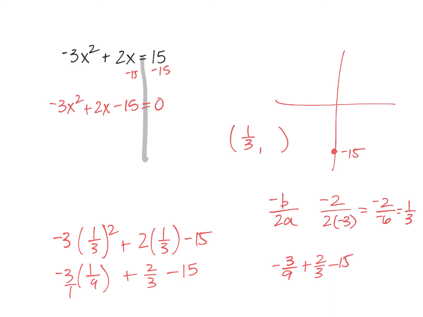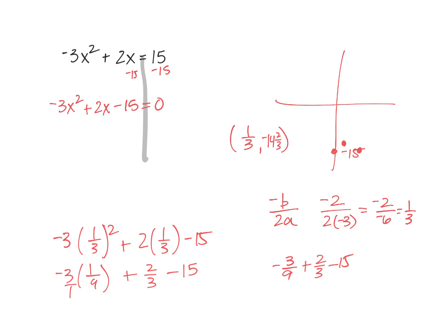Now, I did show you guys where the fraction button on your calculator is, so I'm actually going to type that in. So negative 3/9 plus 2/3 minus 15 equals negative 14 and 2/3. So there is my vertex. So it's 1/3 comma negative 14 and 2/3. So if that's my vertex, it'd be right there.